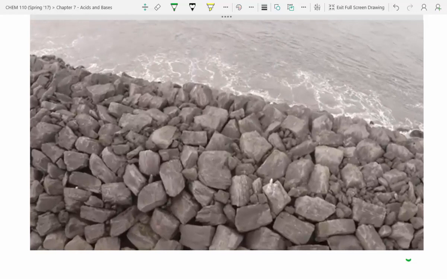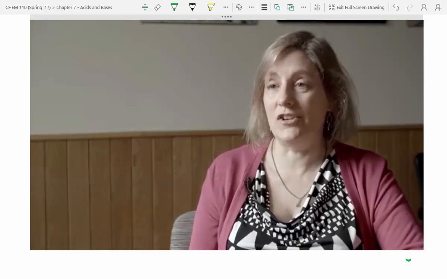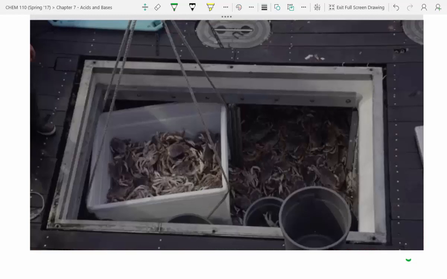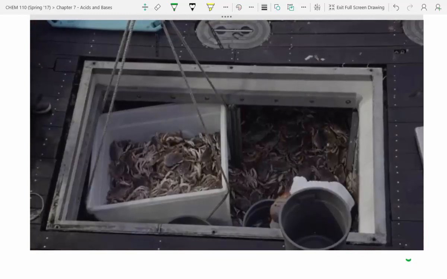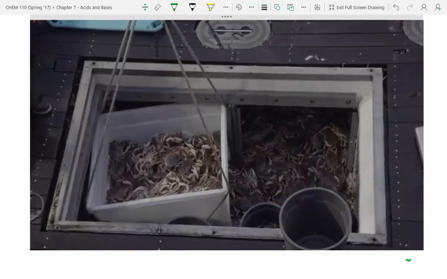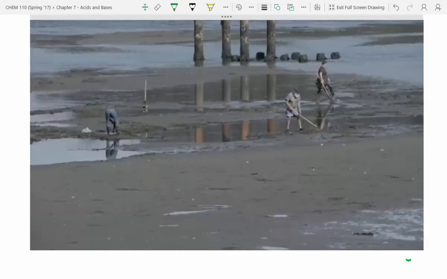The changes that we're seeing in the chemistry of the ocean affect everything there, all living things and non-living things also, and are changing it in ways that are going to adversely affect the things that people care about, because it's affecting the creatures that live there and their habitat.